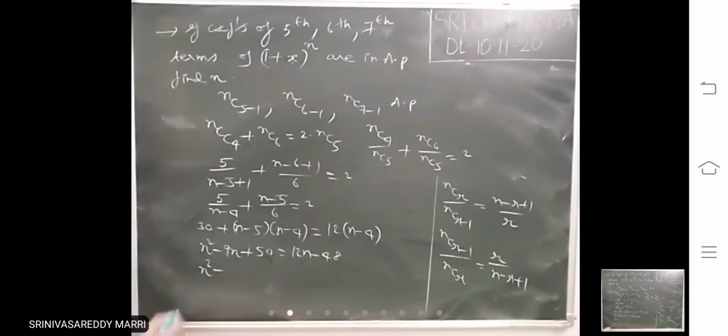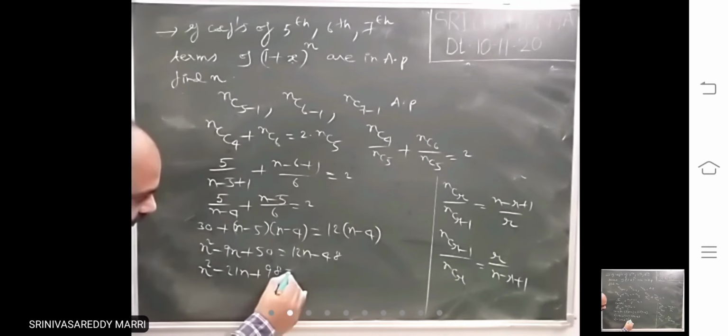So n square minus 21n plus 98. This, so what are the factors?